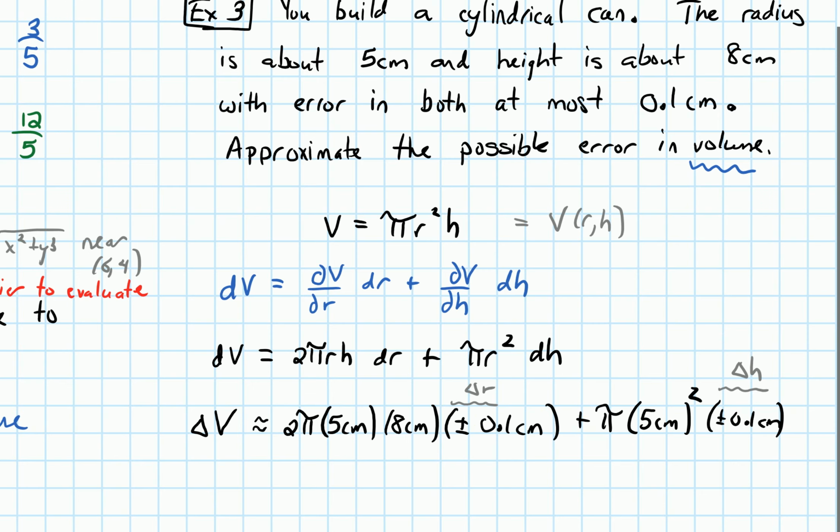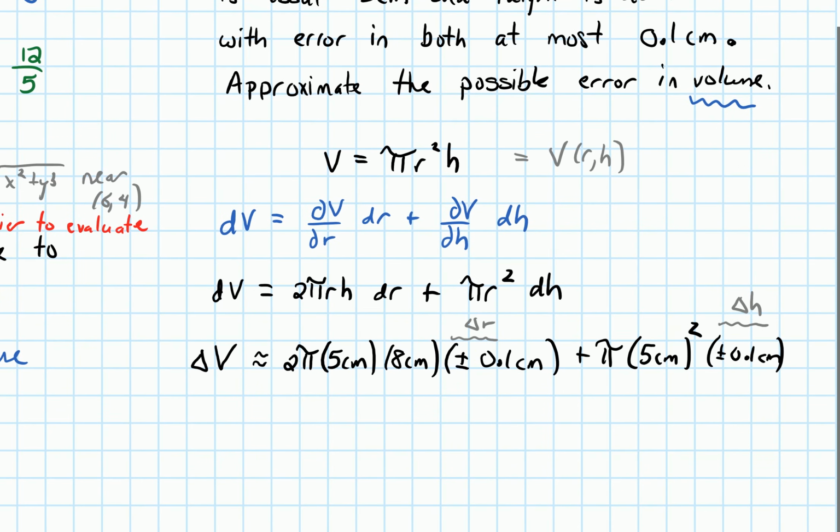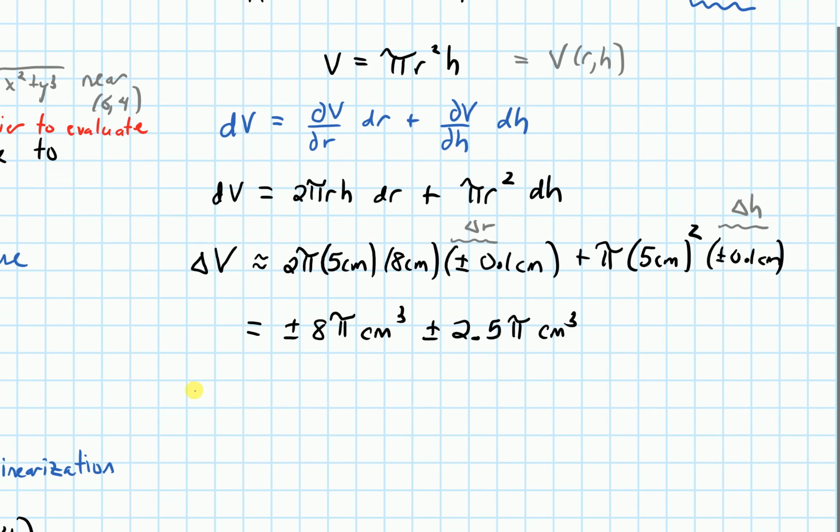Simplifying this, we get that this is going to be equal to plus or minus 8 pi centimeters cubed. That's what the first term will be. Now the next term is going to be plus or minus 2.5 pi centimeters cubed. So overall, my approximate maximum error is between, let's just write it all in one line.